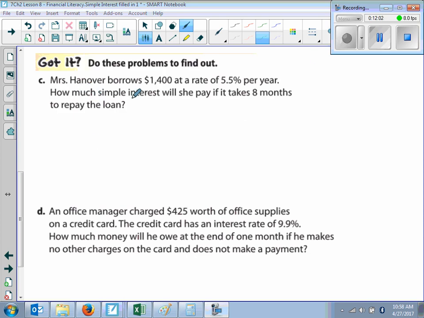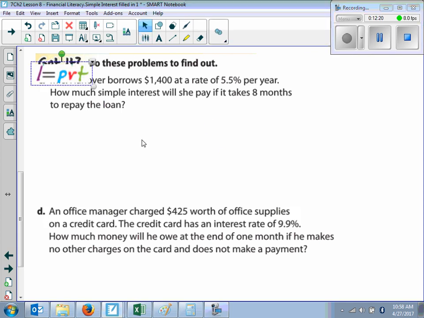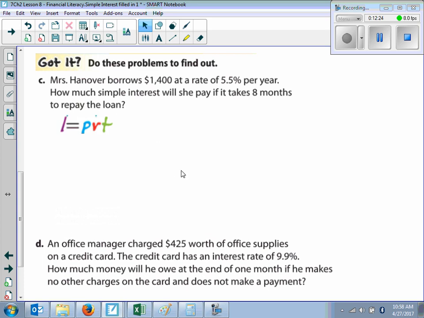All right, Mrs. Hanover, she borrows $1,400 at a rate of 5.5% per year. How much simple interest will she pay if it takes 8 months to repay the loan? Okay, so first thing you're going to write is your formula. Very good. Interest is equal to PRT. Now we substitute in. So the interest is what we're solving for, because it says how much simple interest will she pay.